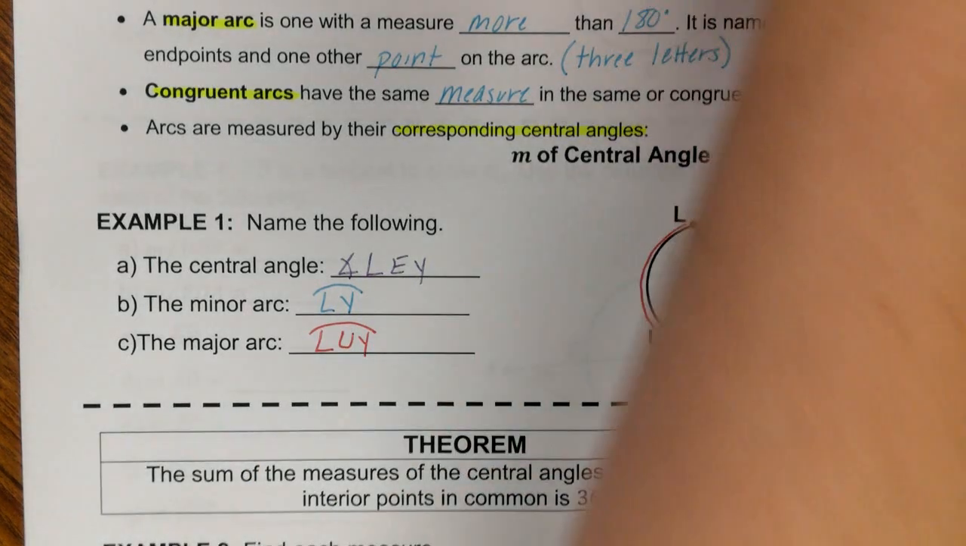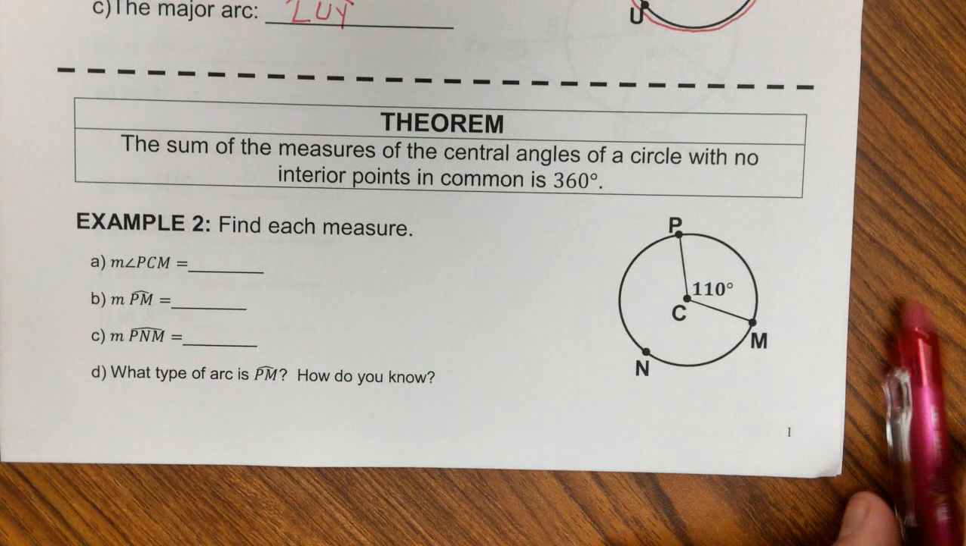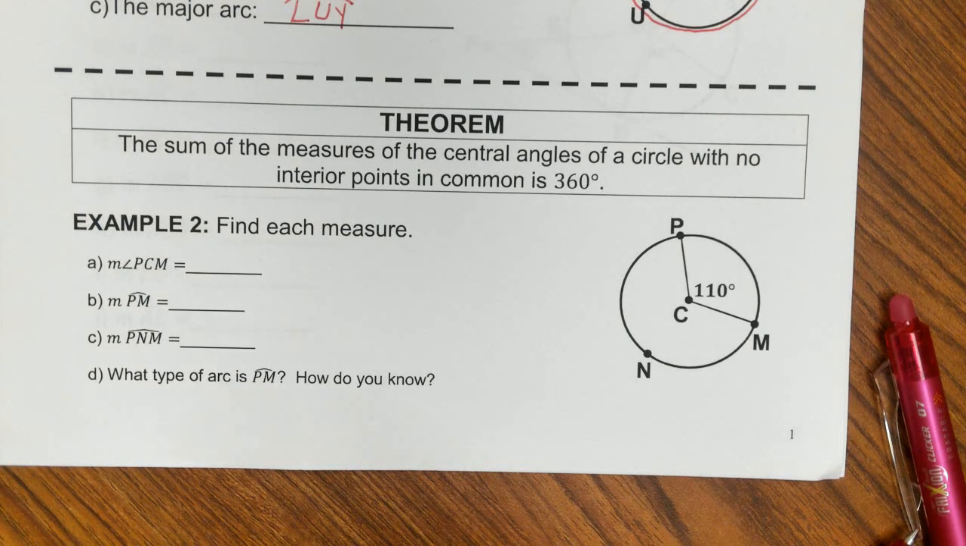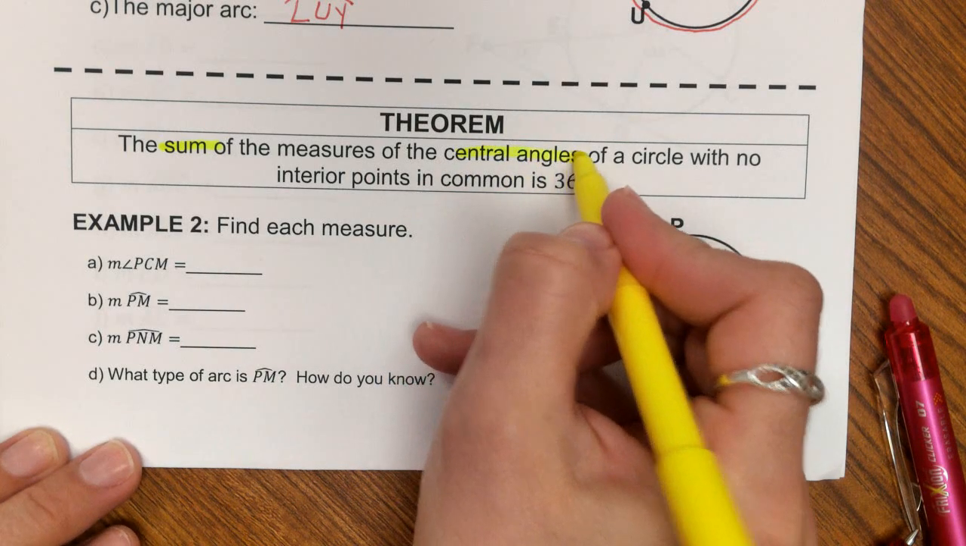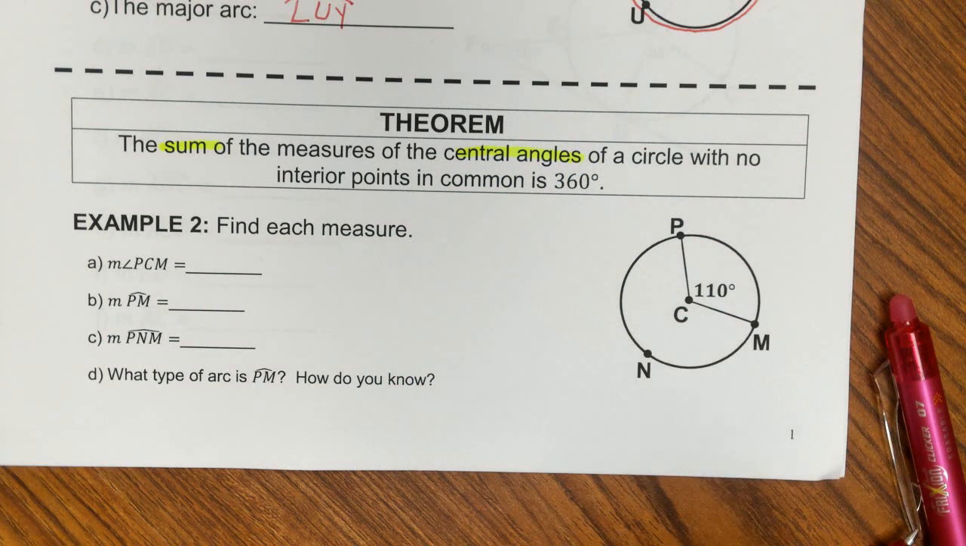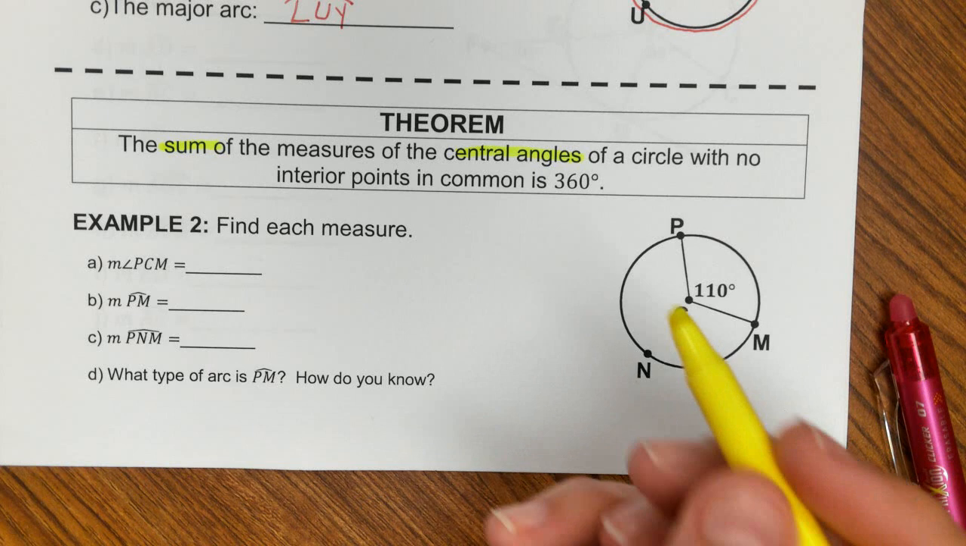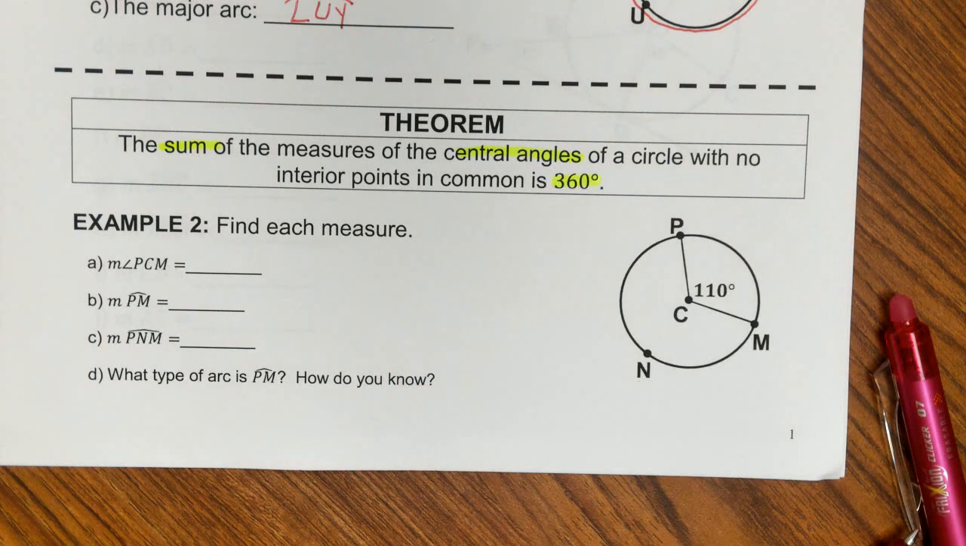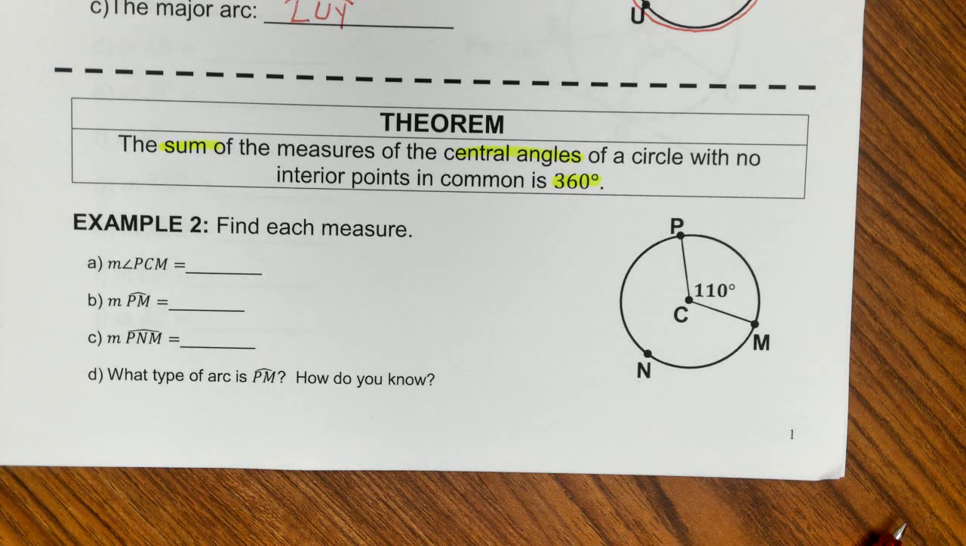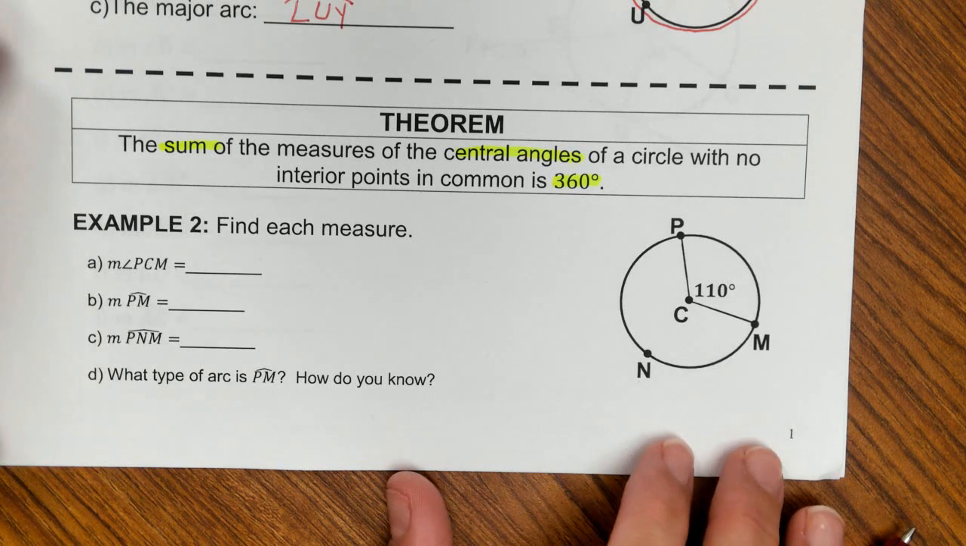So let's talk about our first theorem here. Our first theorem is that the sum of the measures of the central angles of a circle with no interior points in common is 360 degrees. All that means is all the way around the circle is 360 degrees. Okay? So what we're going to be looking at here is your central angle and the arc it opens up to are going to be congruent. So we're going to find the measure of each one of these in example 2.